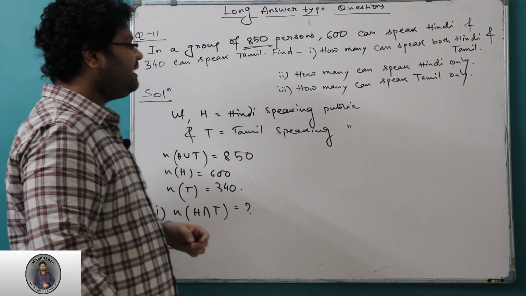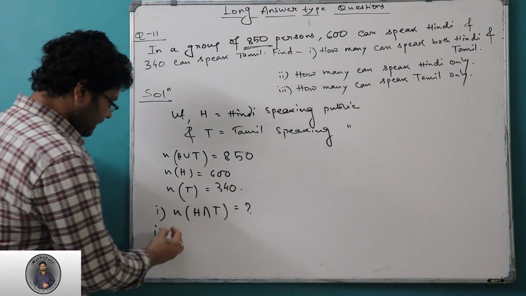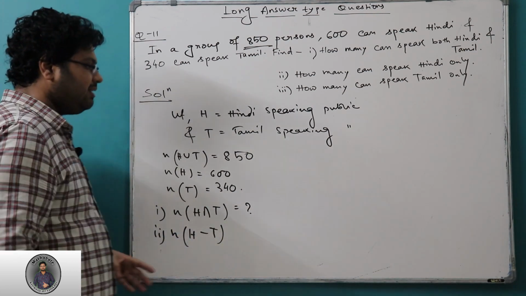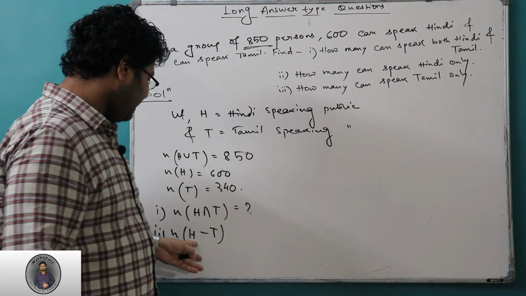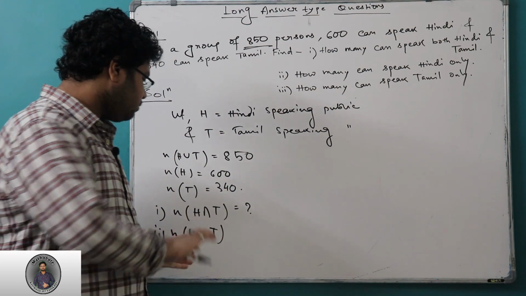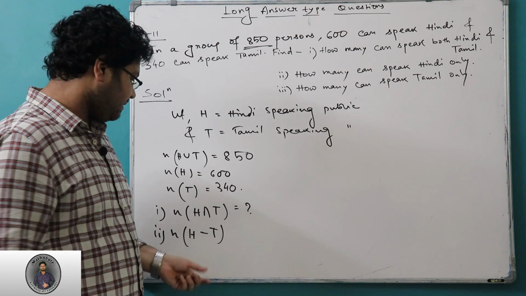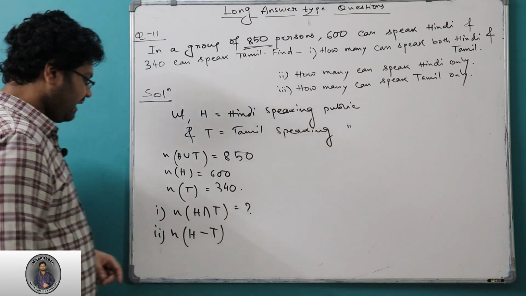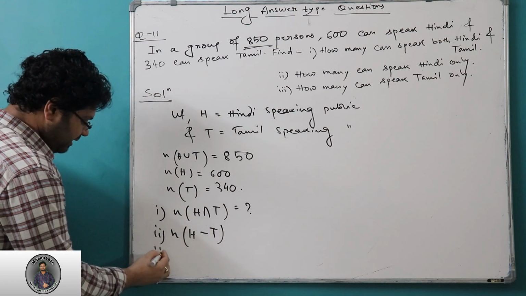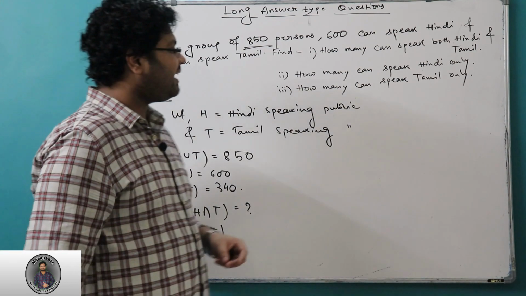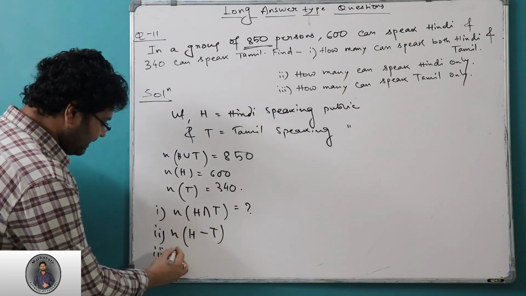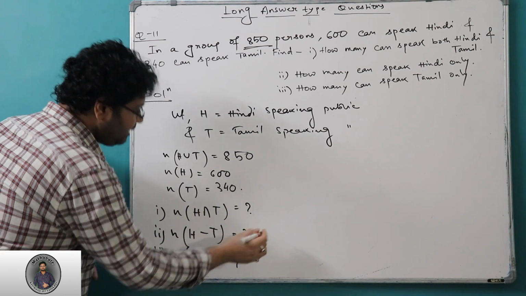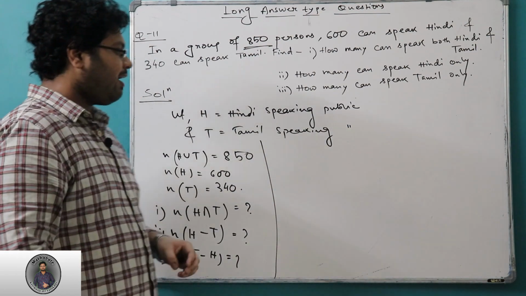Second one, how many can speak Hindi only? That is n of H minus T, only Hindi. So we need to write H minus T, that is we subtract the Tamil speaking public set from the Hindi speaking public set. Number 3, how many can speak Tamil only? So we will take n of T minus H. So these we need to find. Now how can we find them?